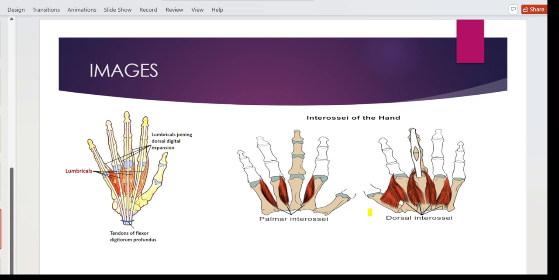So that's it. We know the nerve supply already. First and second lumbricals plus all the thenar muscles except the adductor pollicis are supplied by the median nerve. Rest all the muscles are supplied by the ulnar nerve.